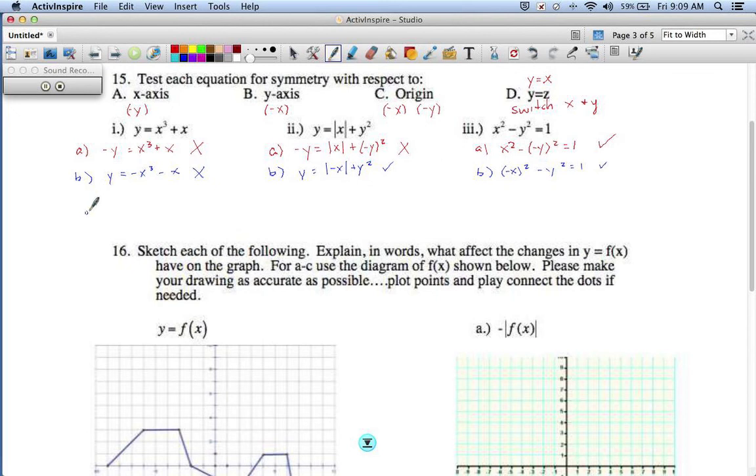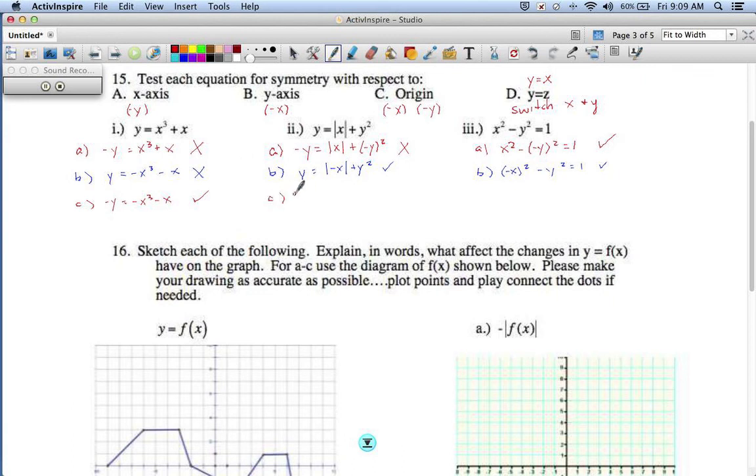Origin, I'm going to negate them both now. So negative y equals negative x cubed minus x. Well, that's off by a factor of a negative. If I multiply this entire equation by negative 1, I get right back to where I was. So the two sides are, in fact, equal.